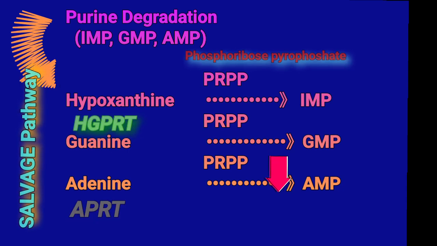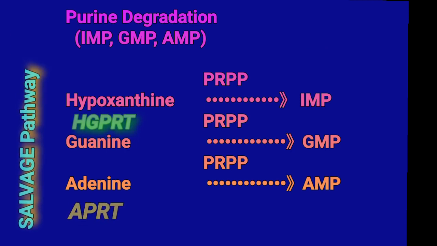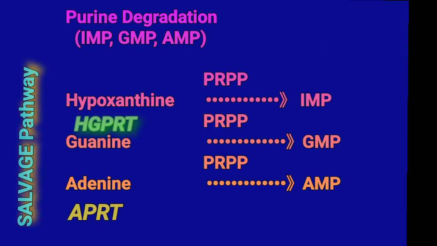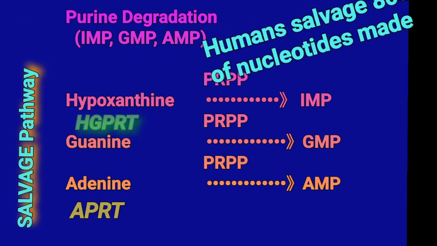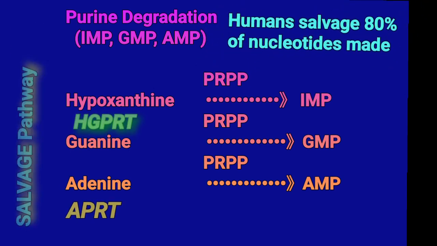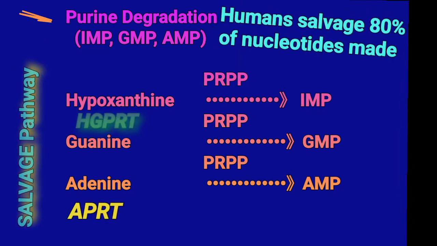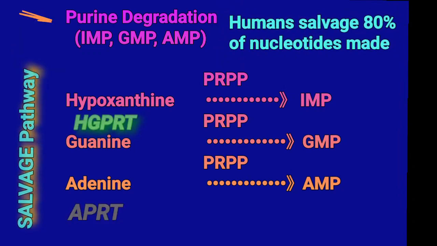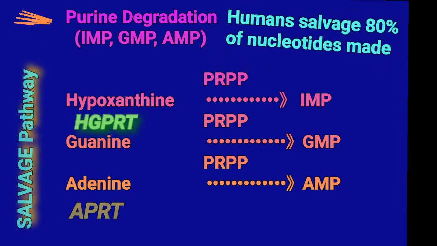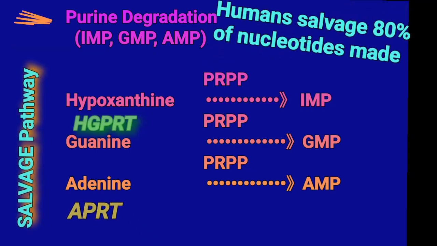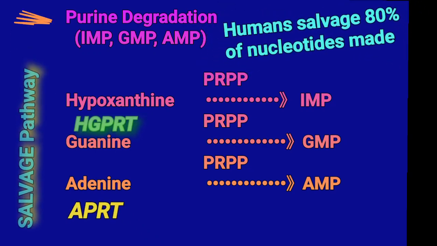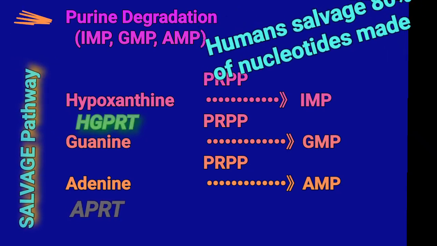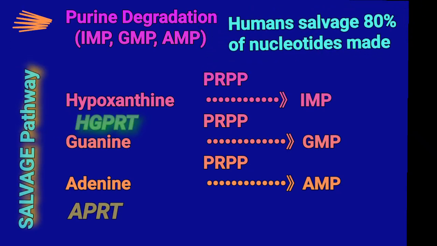This salvage pathway is extremely important because in humans, we actually salvage about 80% of what we make. That means we only degrade about 20% of the purine nucleotides that we make. The other 80% are recycled through these pathways. Okay? Hence the importance of this pathway.